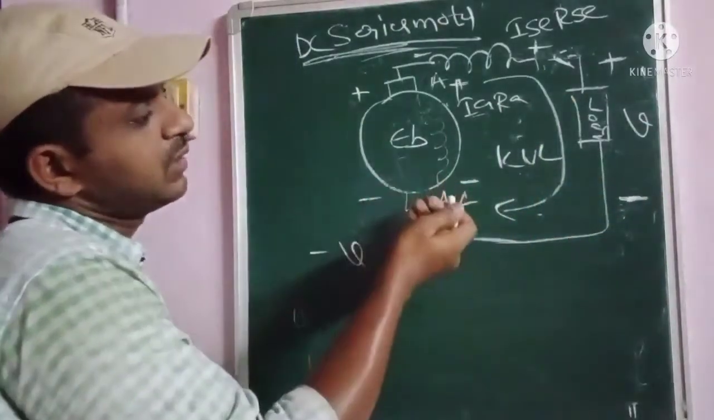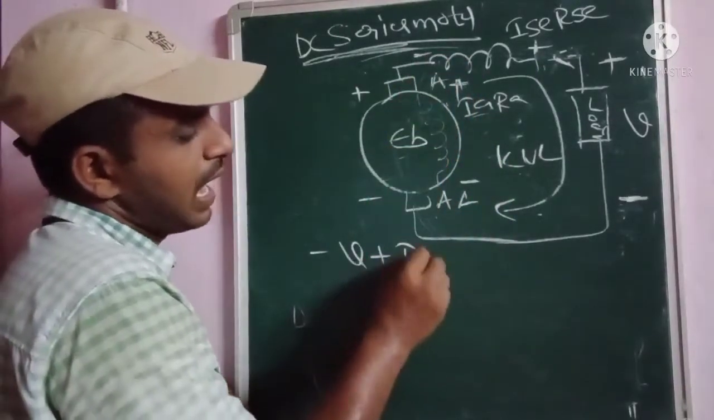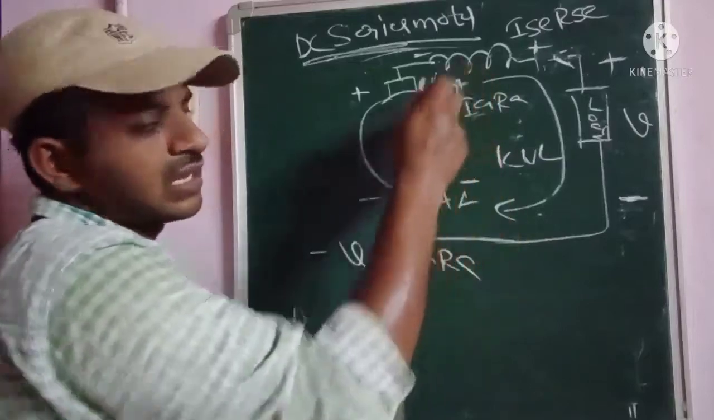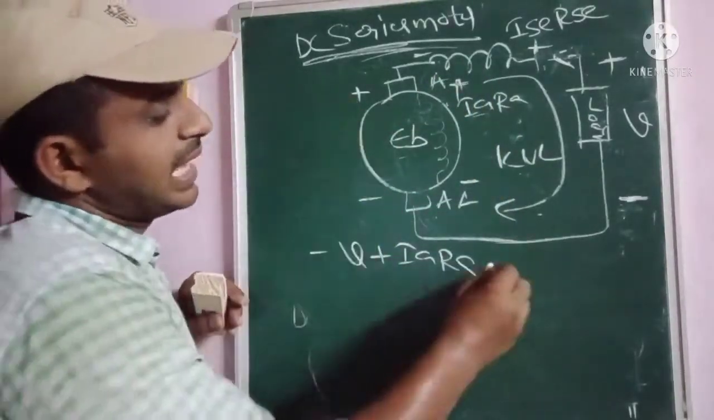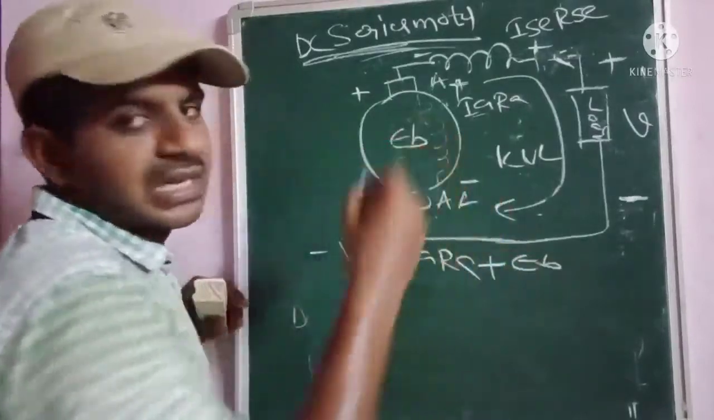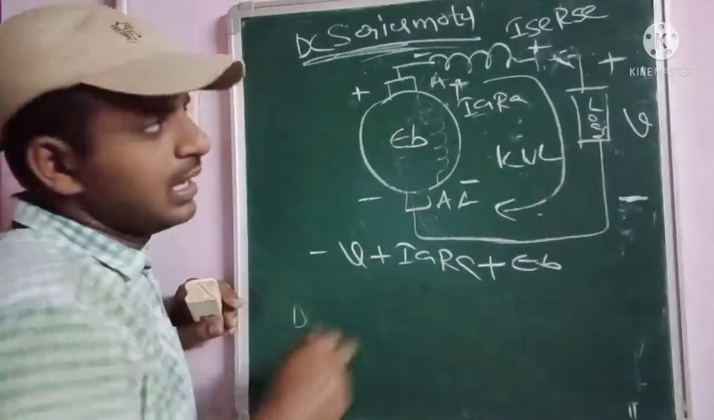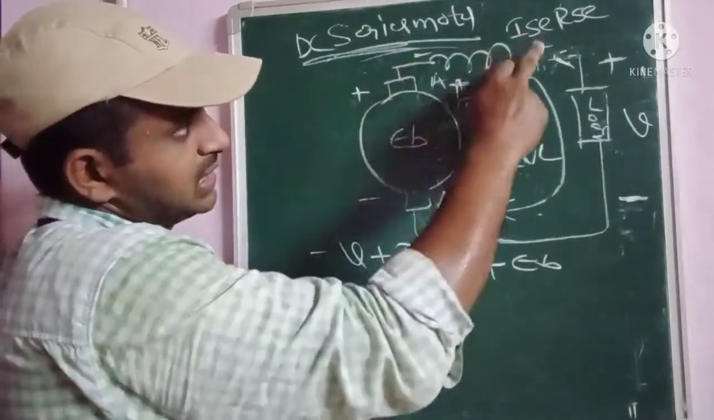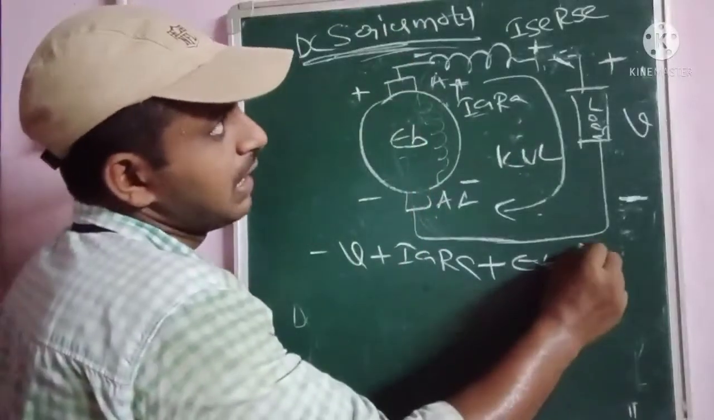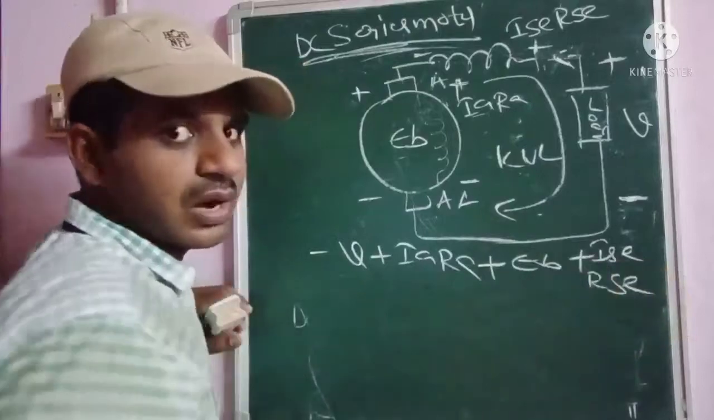Then what happens here? Minus V, this is the first terminal and this is the second. So for the armature, plus Ia into Ra. The back EMF is there, given as plus Eb, because this is the second instant. Coming to the field winding, this is the first and this is the second, so that is given as plus Isc into Rsc. I think you understood what I am saying.